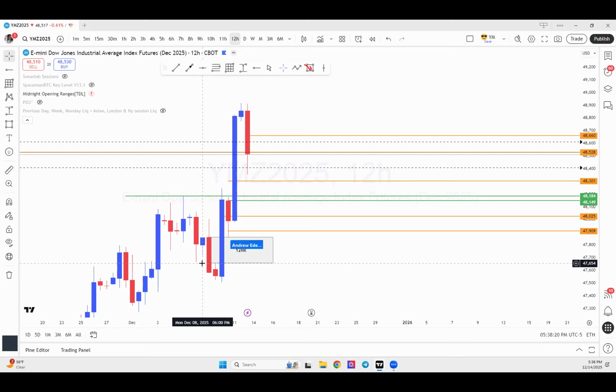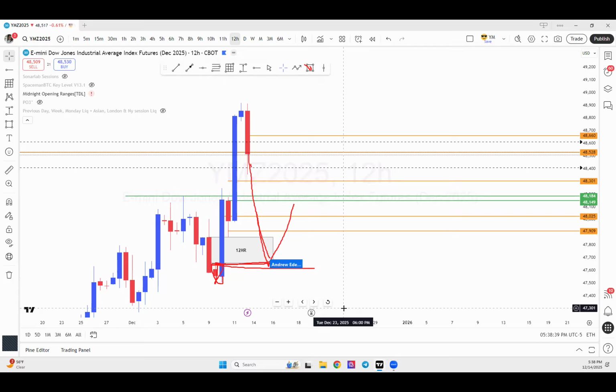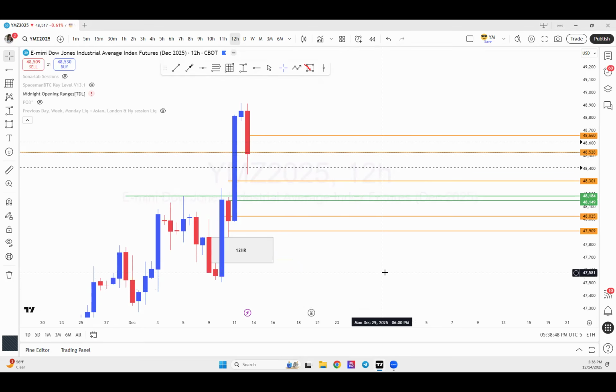So basically, here to here is your inefficiency, right? So whether price comes down and fills it completely, let's say, for example, we just came like this and filled it completely, it's still the inefficiency, which means it taps into this candle. So it doesn't matter. It's all the same. Whether tapping into the candle or not, it will come here. This is the 12-hour inefficiency. You just have to pay attention there to look for your confirmation for you to go long again.